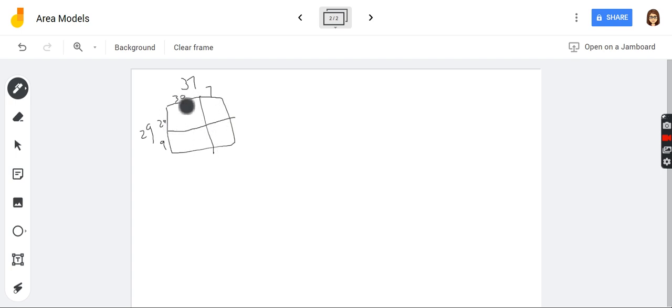So let's go 20 times 30. The 2 times 3 is 6, times another 10, times another 10. Okay, the 7 times 20 is 140. The 9 times 30, right? We're doing areas here. So the 9 times 30 is 270. And finally, this last rectangle is 7 by 9. And so for the total area, I would add them up.